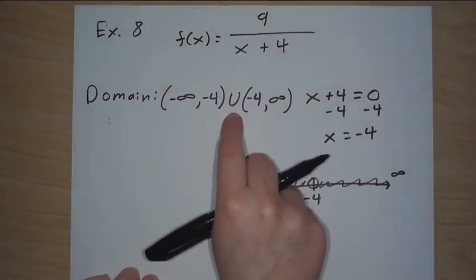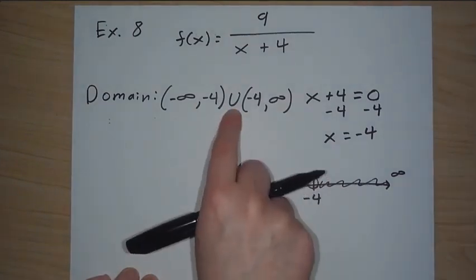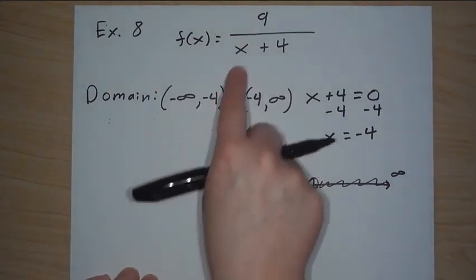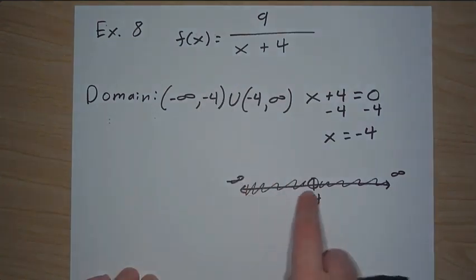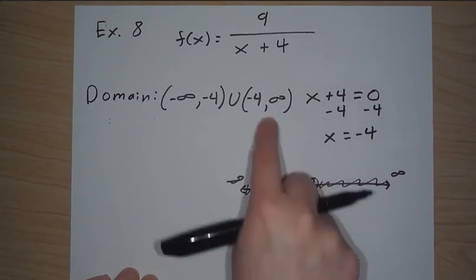This symbol right here means union. So your x can be, it also can be pronounced as or. So your x value can be anything from this shaded region, which is this part, or it can be in this shaded region, which is this part.